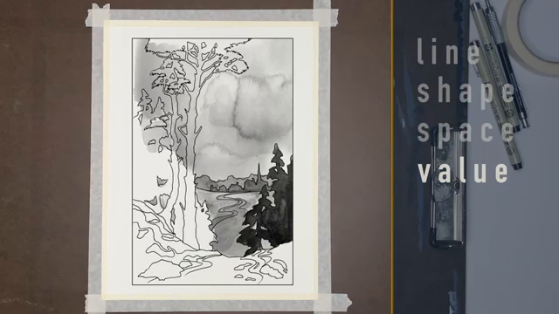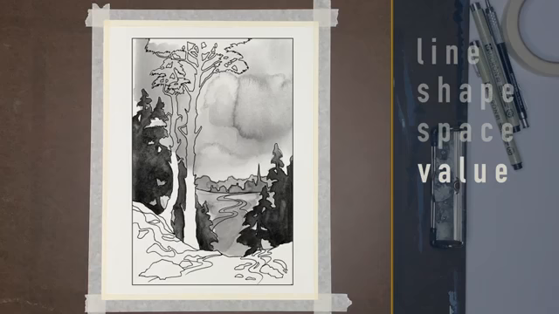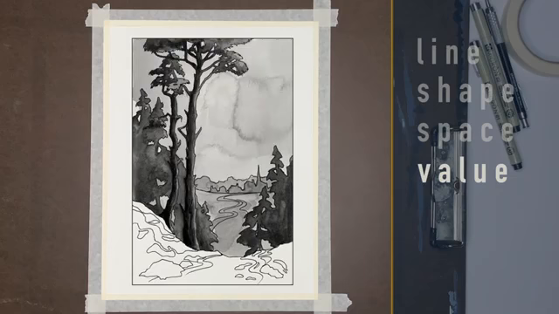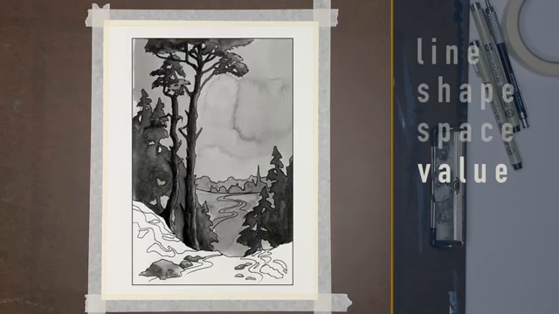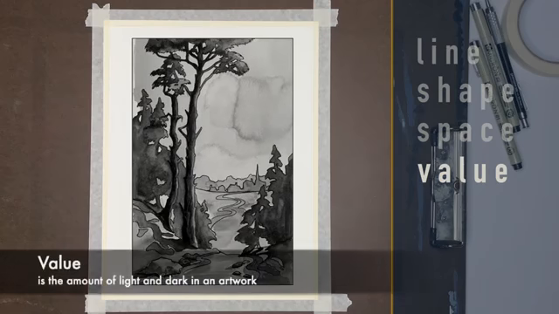We can define background versus foreground. We can add air and a sense of space in a picture. The more varieties of values you add to an artwork, the more detailed and realistic it looks. Value defines objects in space. A black and white photograph would be a good example.